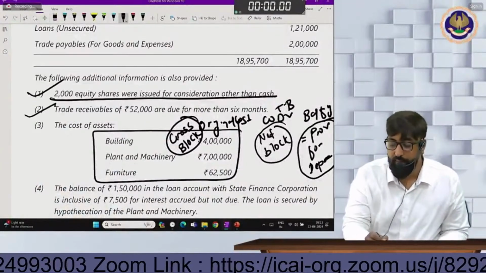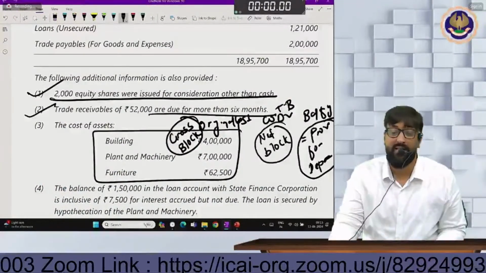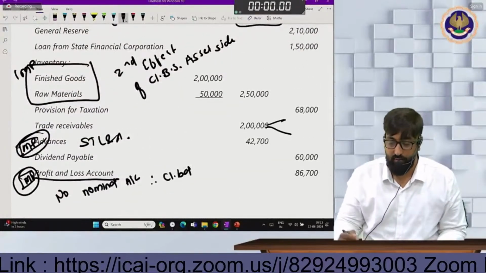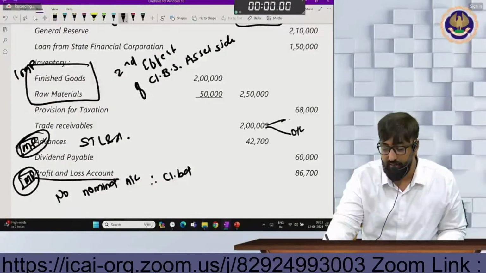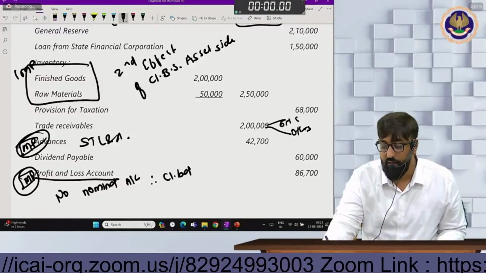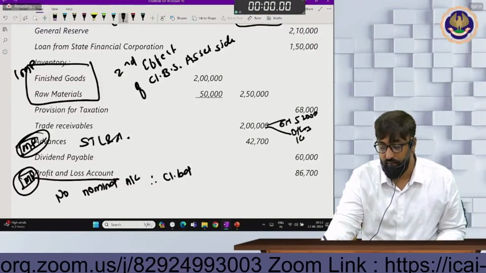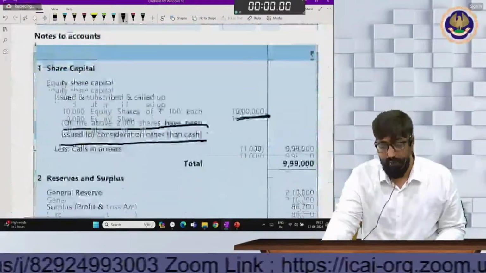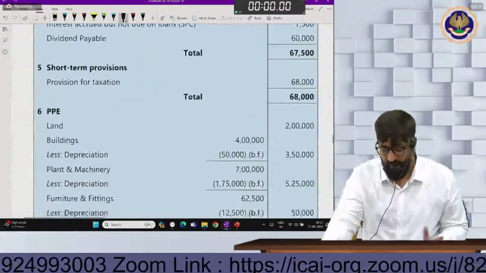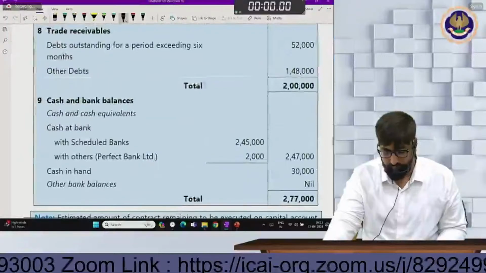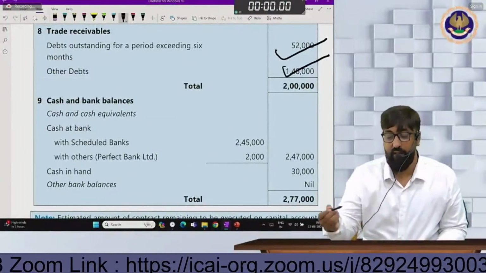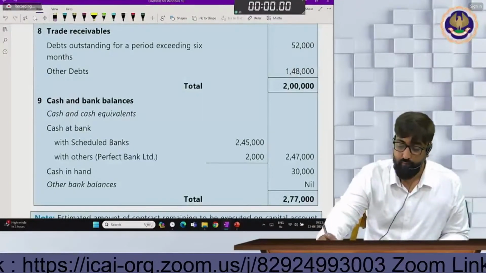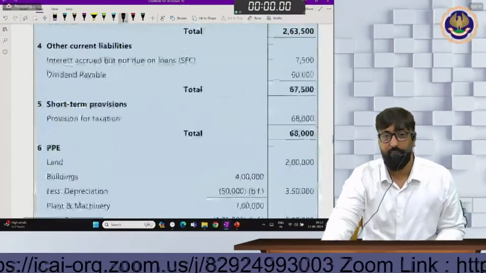Trade receivable 52,000 are due for more than 6 months. So debtors, we will bifurcate in 2 parts: more than 6 months and others. More than 6 months, how much? 52,000. So others will be 1,48,000. This bifurcation will give you 1 mark or half mark. 52,000 and 1,48,000. Understood? Yes, sir. Auditor tick. Next.